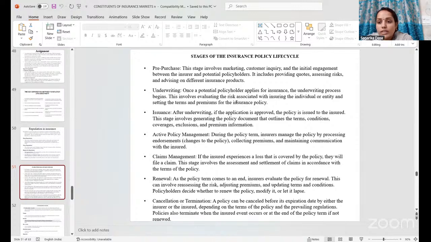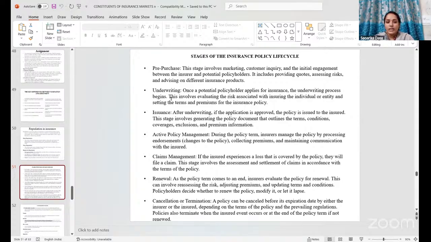Now, after selecting the insurance policy, in the underwriting process, the risk associated with the policy will be evaluated, whether it is an individual policy or a group entity policy. Then what are the terms and conditions that are included in the policy, and what is the premium that has to be paid by the policy holder? All will be estimated in the second process, that is the underwriting process.